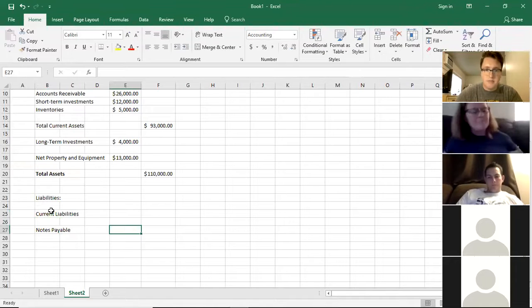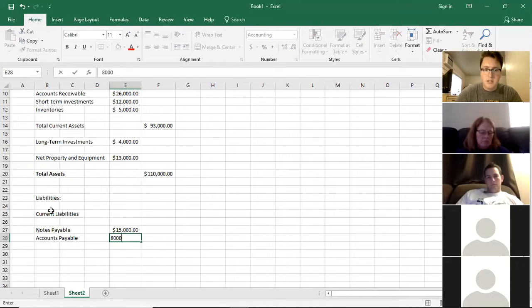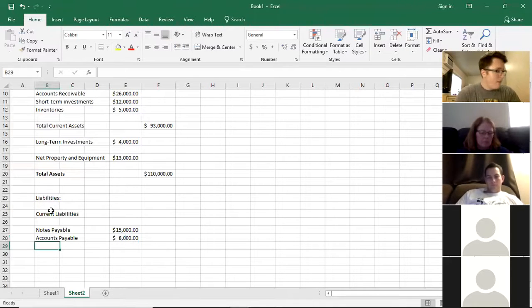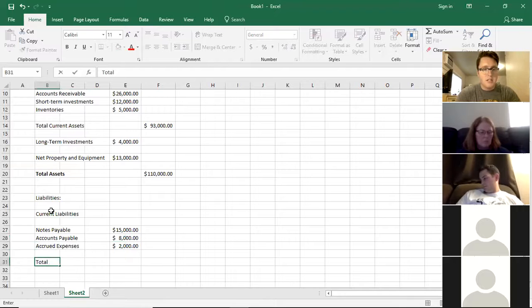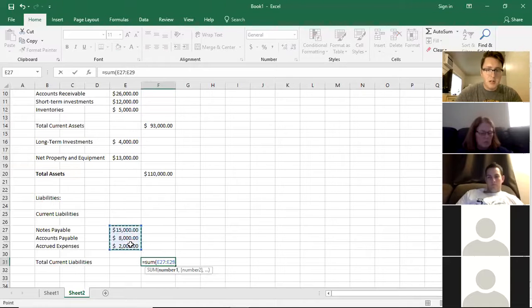Let's say we've got 15,000 in that. We've got accounts payable. That's where people provided a service for us and now we have been billed and we need to pay that up. The 8,000 there. And maybe we'll have accrued expenses, $2,000. And then total current liabilities. It's just going to be all of your current liabilities here.